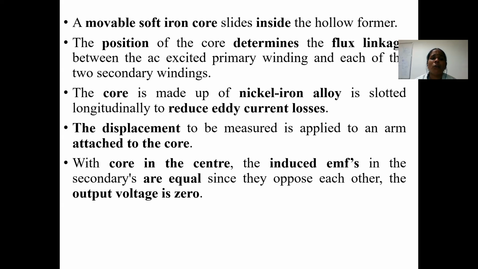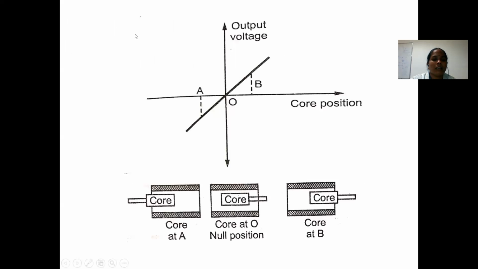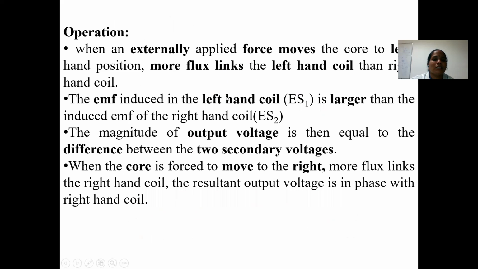If the core is at the center, the induced EMF in the secondaries are equal. Both secondary windings will have the same induced EMF. As they are in opposing direction, the output voltage will be 0. So when it is at the null position, the output voltage is 0.